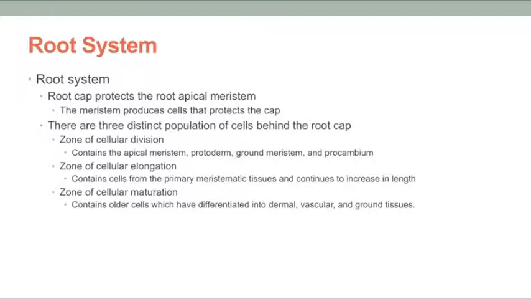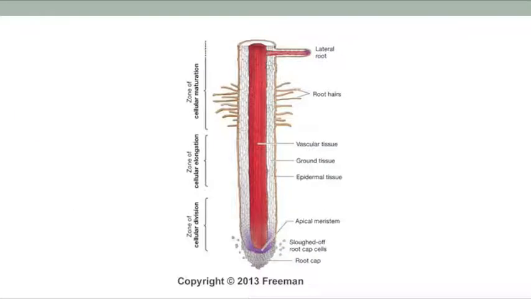The zone of cellular division contains the apical meristem, protoderm, ground meristem, and procambium. The zone of cellular elongation contains cells from the primary meristematic tissues and continues to increase in length. The zone of cellular maturation contains older cells which have differentiated into dermal, vascular, and ground tissues. This is the picture that depicts the zone of cellular maturation, zone of cellular elongation, and zone of division.